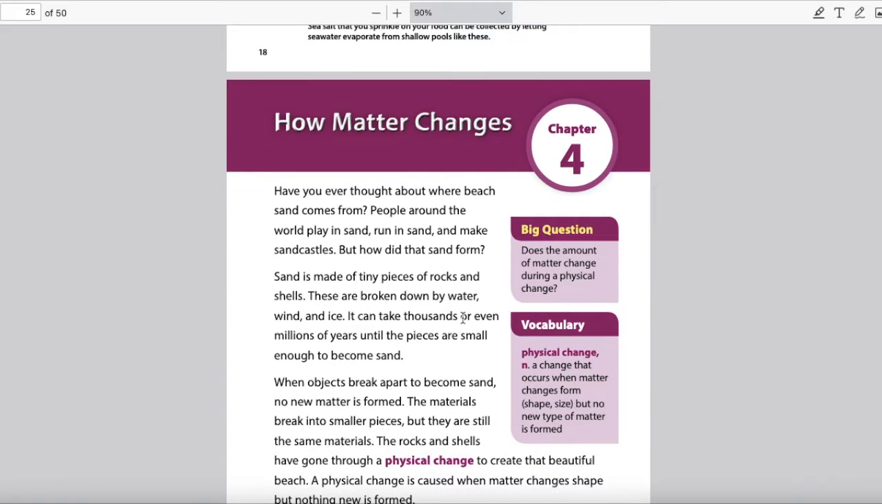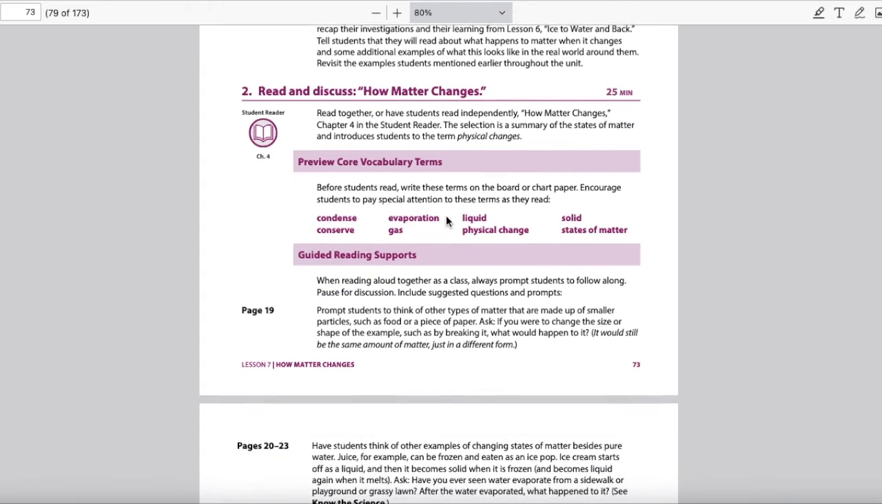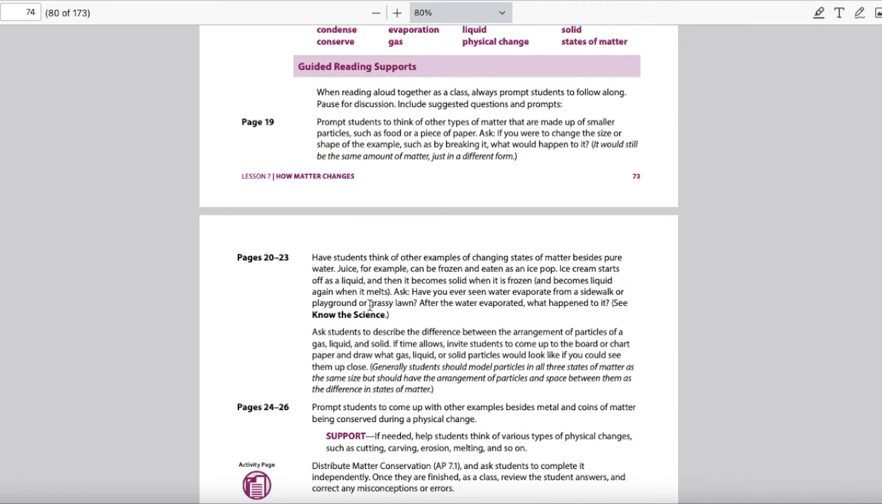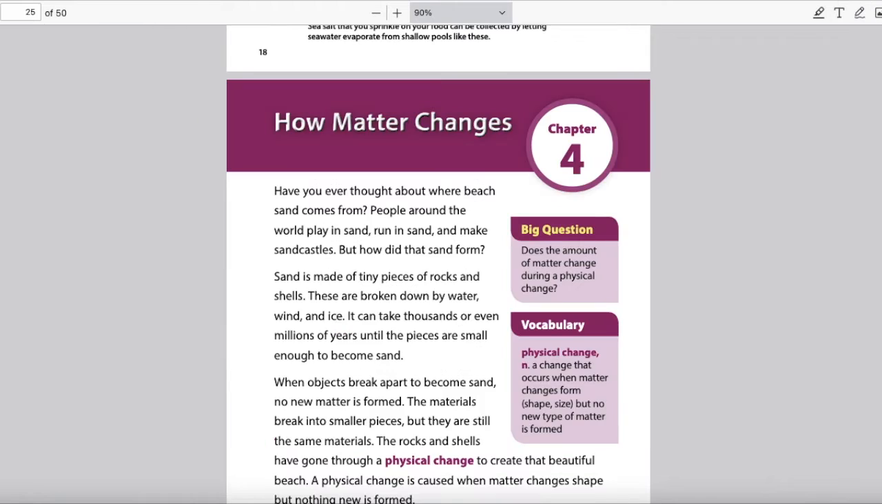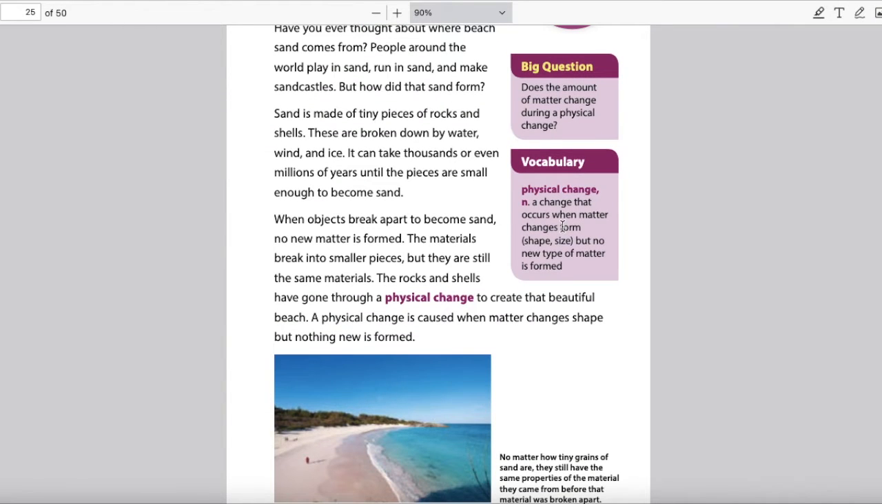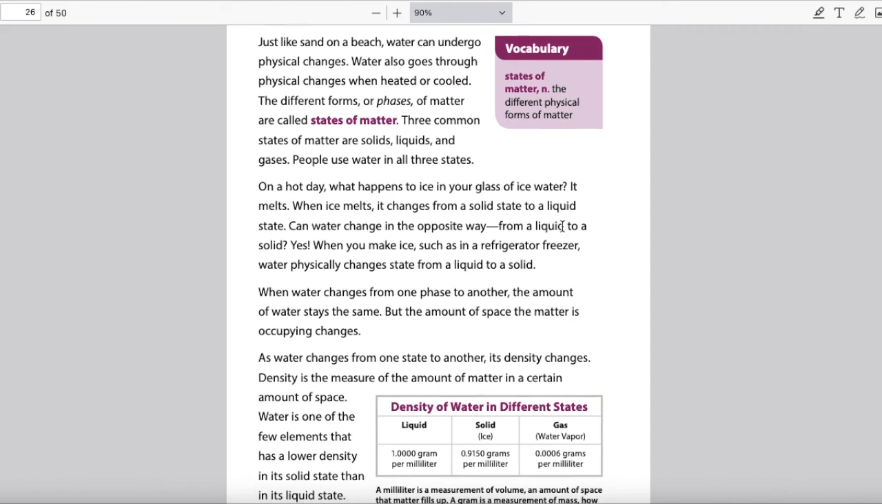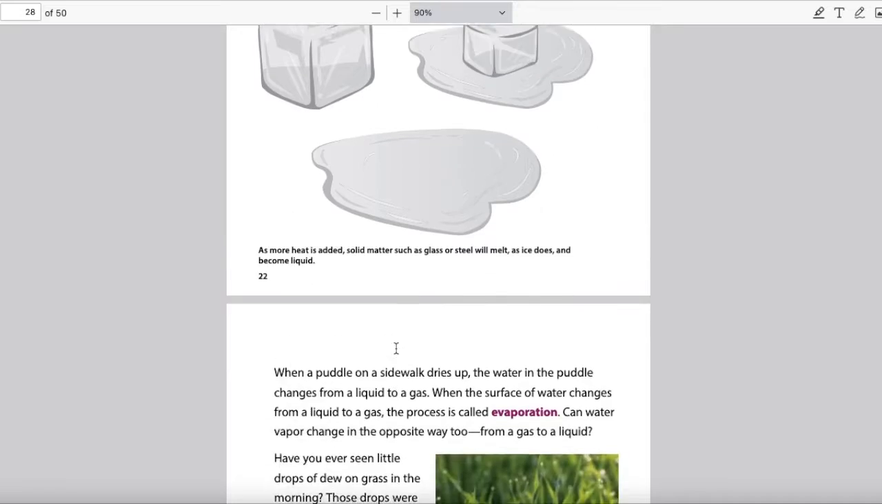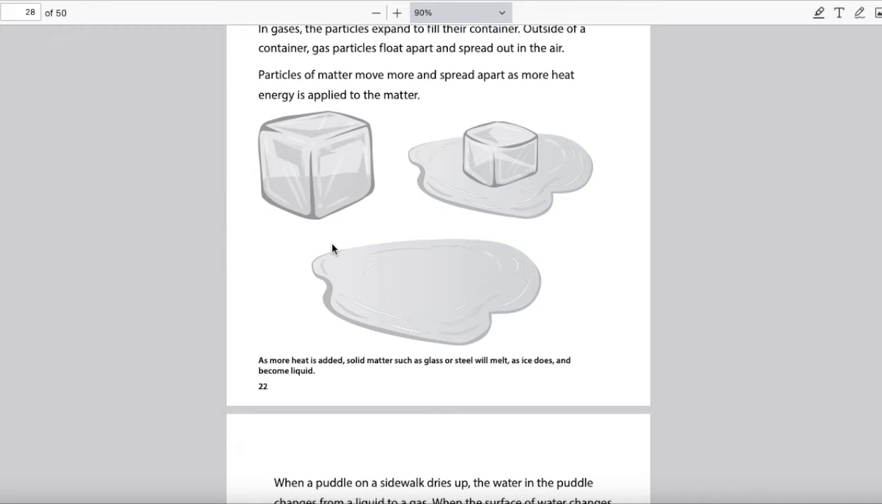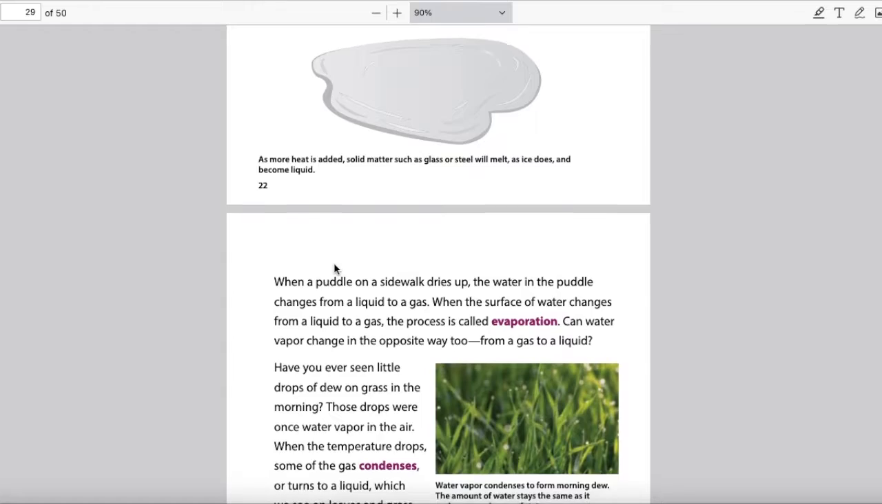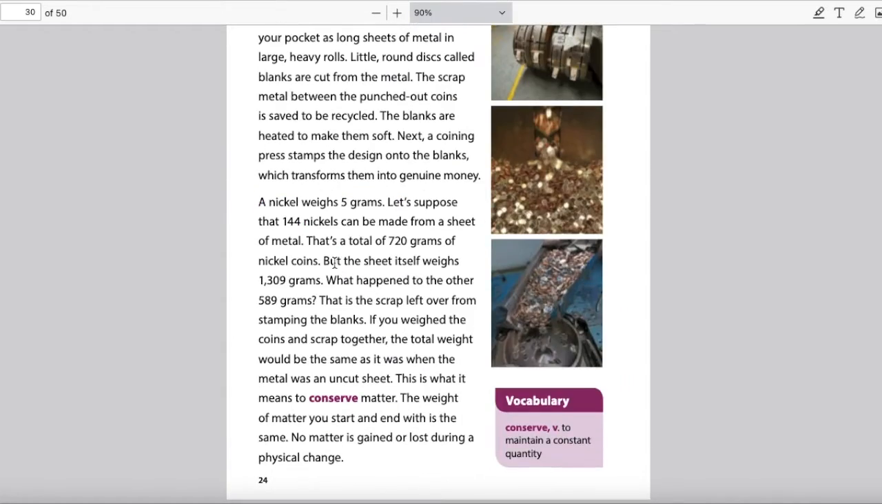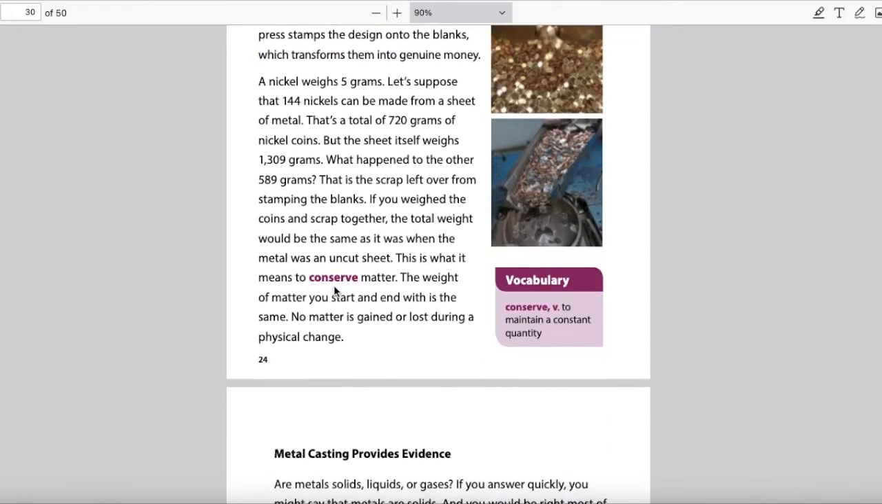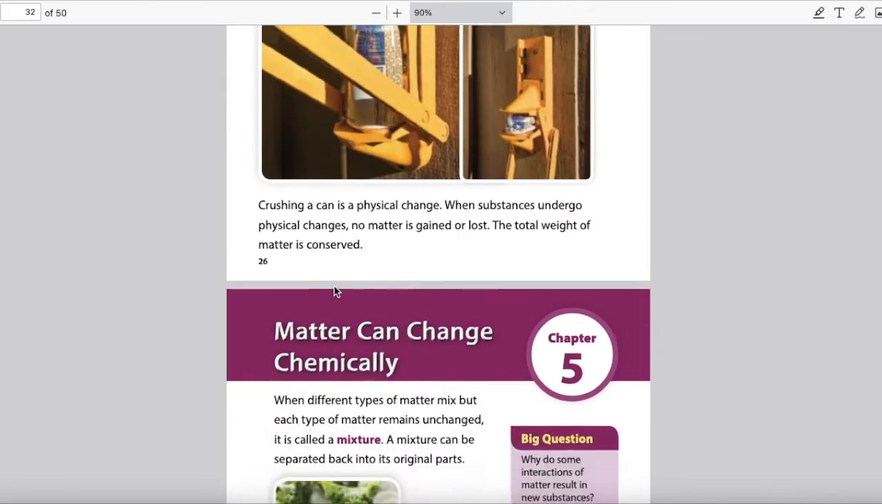So this is our reader here, and you can see it takes you through and gives you some questions to ask to get them to think further. It gives you the big question, your vocabulary. I thought it would fit really well in explaining things for the kids, especially since the experiment or demonstration we did was taking water and turning it into a solid and then turning it to a liquid and measuring back and forth, hence why I needed the kitchen scale. But I think it explained physical change really well and how matter is impacted by that.